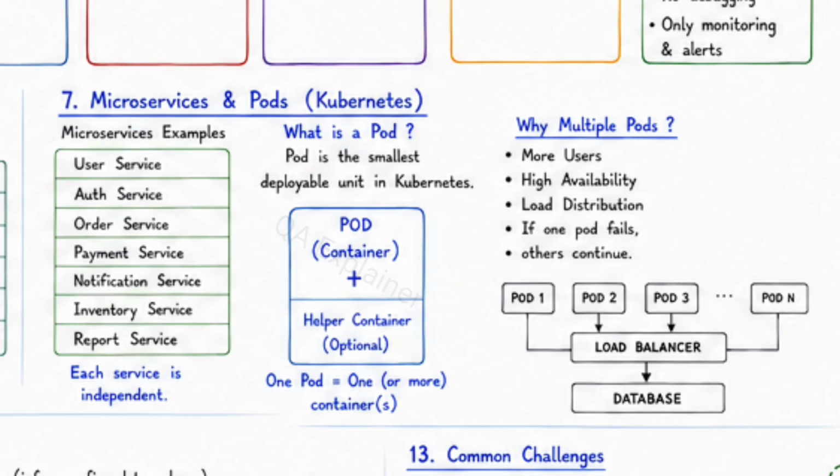Multiple pods mean it can handle more users, with more adaptability and more load distribution. If one pod fails, the other pods will continue its services. The pods are connected by a load balancer, and the load balancer is connected to the database. That's how we distribute the load. While doing performance testing, we check pod availability. Sometimes we also run our automation test scripts inside pods to check their reliability and everything.